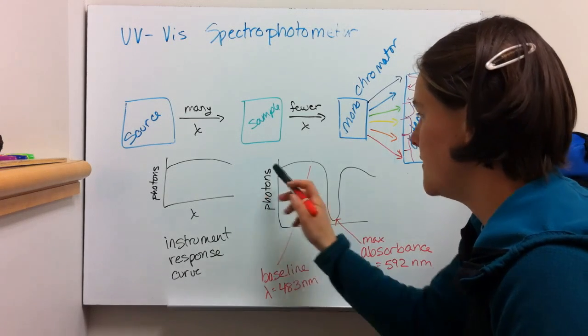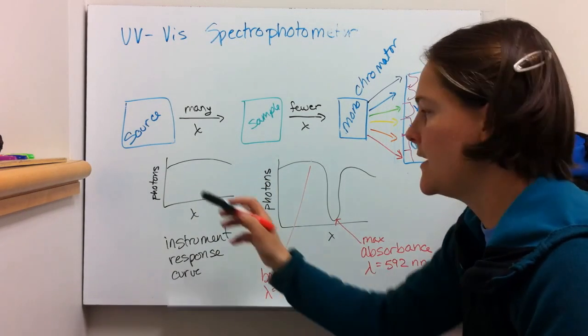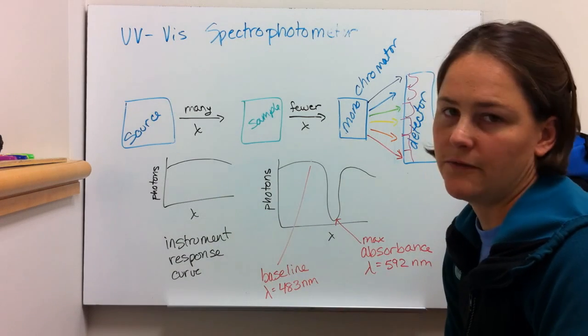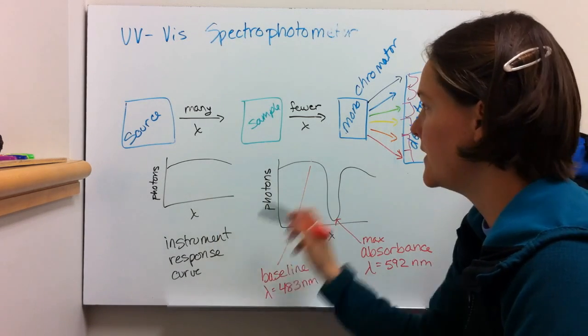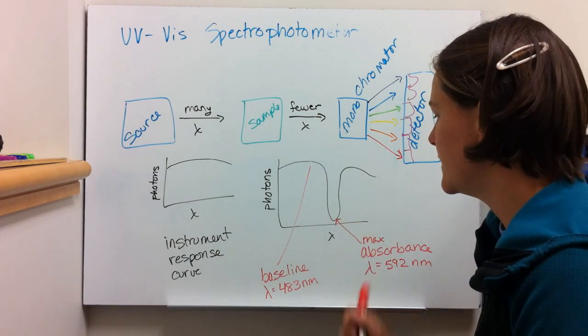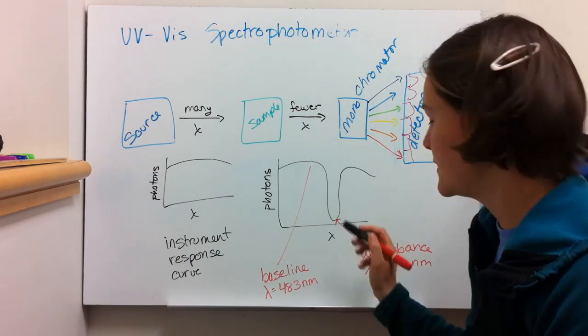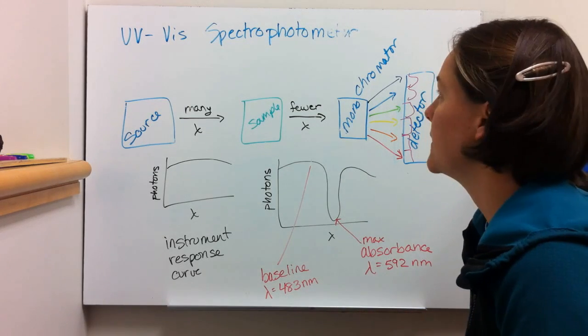Essentially you have an instrument response curve that may or may not be flat, but we're just going to assume it's flattish. That's before you get to the sample, and then after you've come through the sample, you see that there's this big divot where all the photons of a certain wavelength got absorbed. That's essentially a UV-Vis experiment.